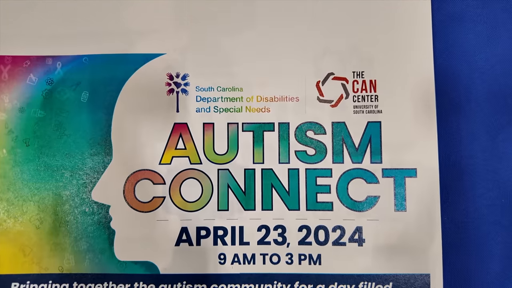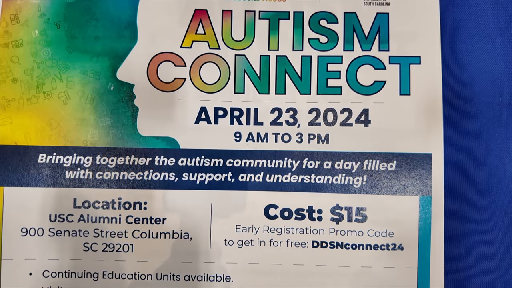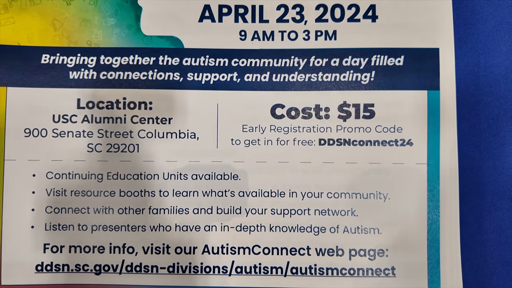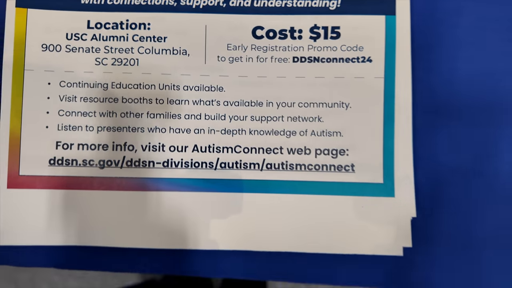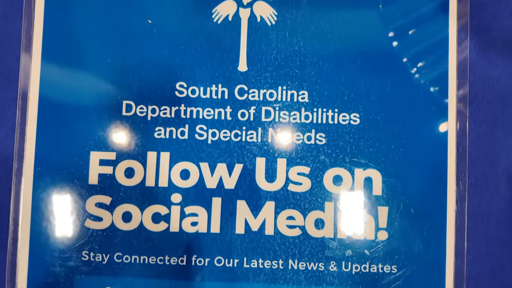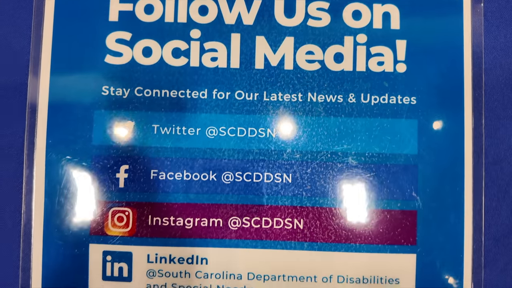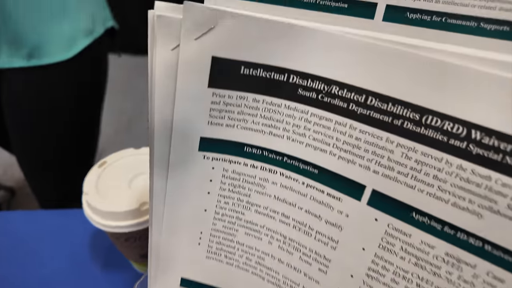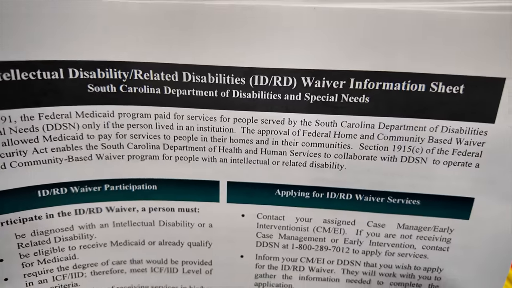And then we have an upcoming Autism Connect conference in Columbia on April 23rd. We would love to have people come. There is a free promo code if anybody wants to come and learn about the resources and supports we have in our community. Marvelous. This sounds like a wealth of information and resources. We have a bunch, and we would love to tell people what we have and get it out there.